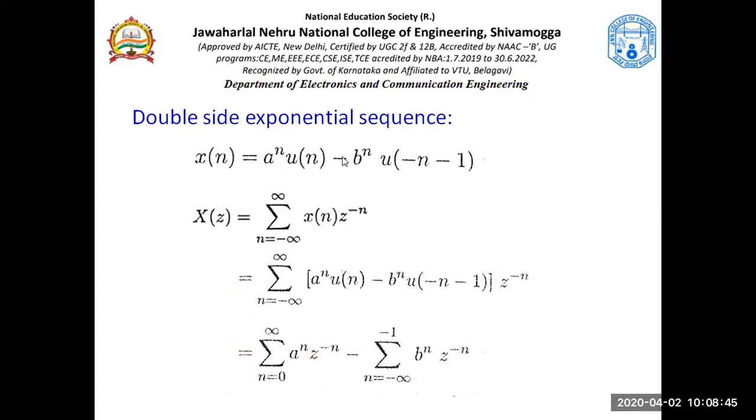In double-sided exponential, you have the positive time exponential as well as the negative time exponential. Understand that? See here, you have positive time exponential and the negative time exponential. So along with both positive and negative time exponentials, this is x of n, which is called a double-sided exponential sequence. Now, if you have understood the positive time exponential, negative time exponential, then you can directly substitute those values and ROCs here. I have done that.